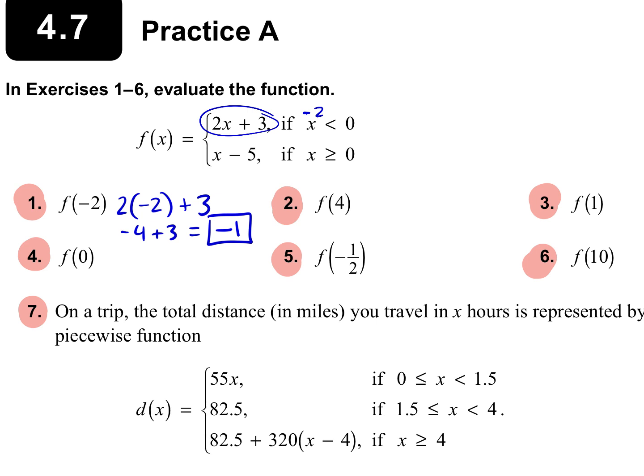All right, let's jump down right below it to number 4. Which piece does f of 0 belong to? The second one. How do we know it's the second one? Because it has that equal to. So 0 would be equal to 0 here. So I would plug it into the x here. So I have 0 minus 5, which would be what? -5.